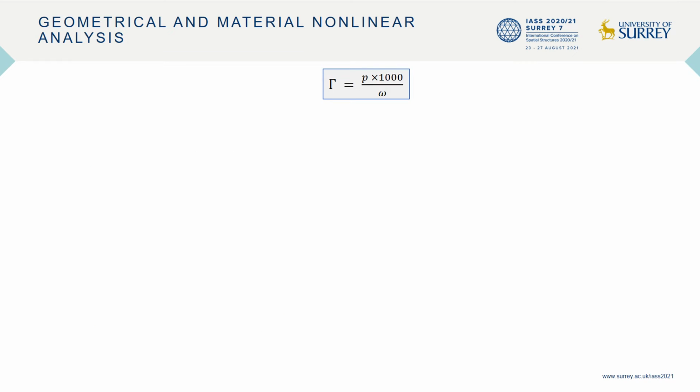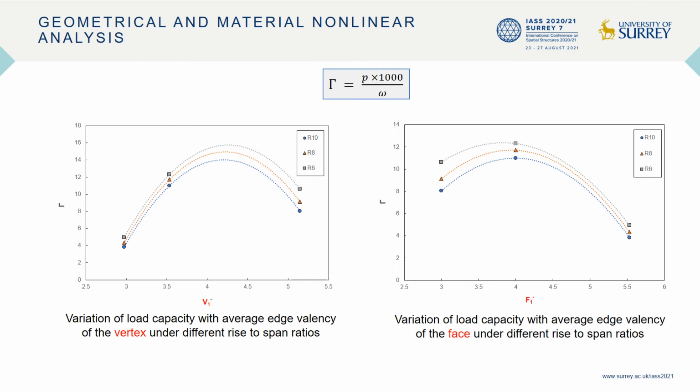Using the same parameter, the effect of variation in the average edge valency is measured, and the results are provided in these graphs. Second degree polynomials are fitted in order to understand the general trend. Similar to eigenvalue buckling analysis, the load capacity increases, then decreases as the average edge valency of the vertices and the average edge valency of the faces increase.